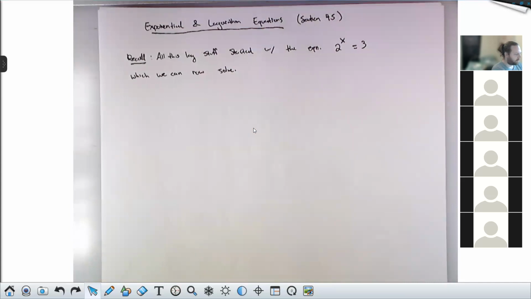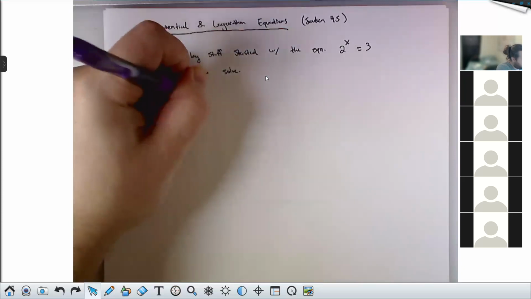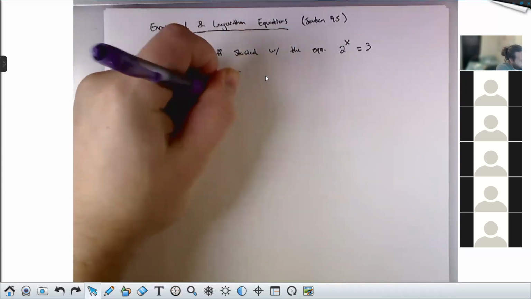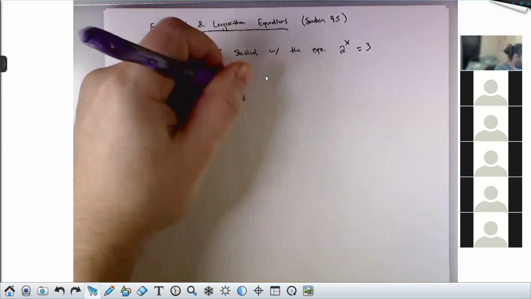The trick for solving equations like this is a new operation. And I hinted at it a moment ago, taking logarithms on both sides. So an equation like this is called an exponential equation because the variable is up in the exponent, right? This is an exponential function. So an equation involving an exponential function is called an exponential equation. The way we do it is by applying this new operation called take logs.